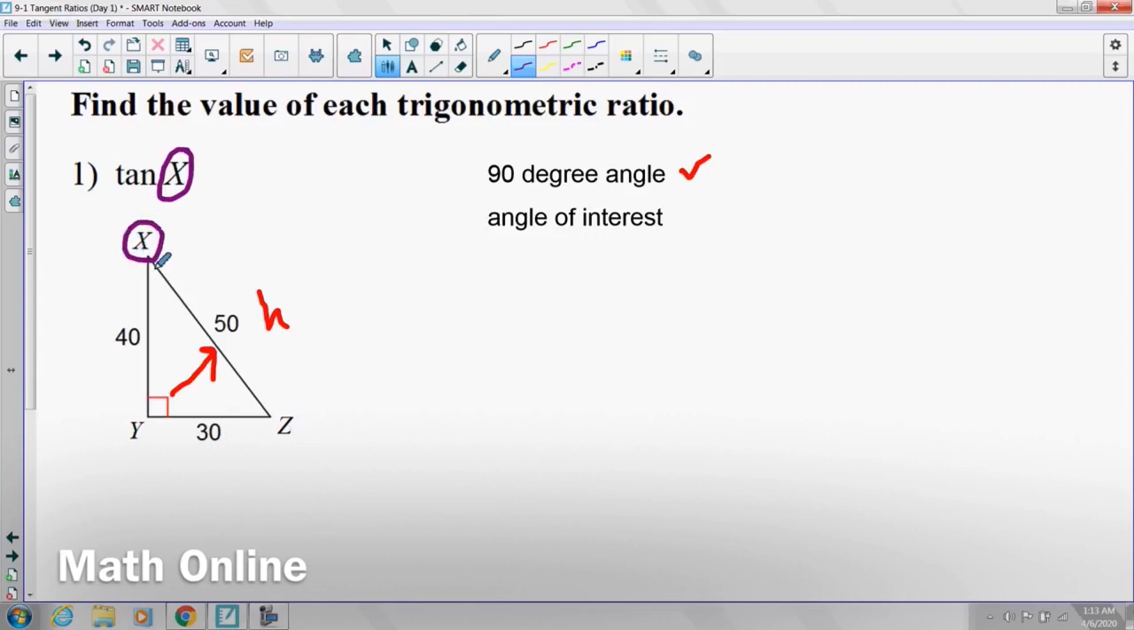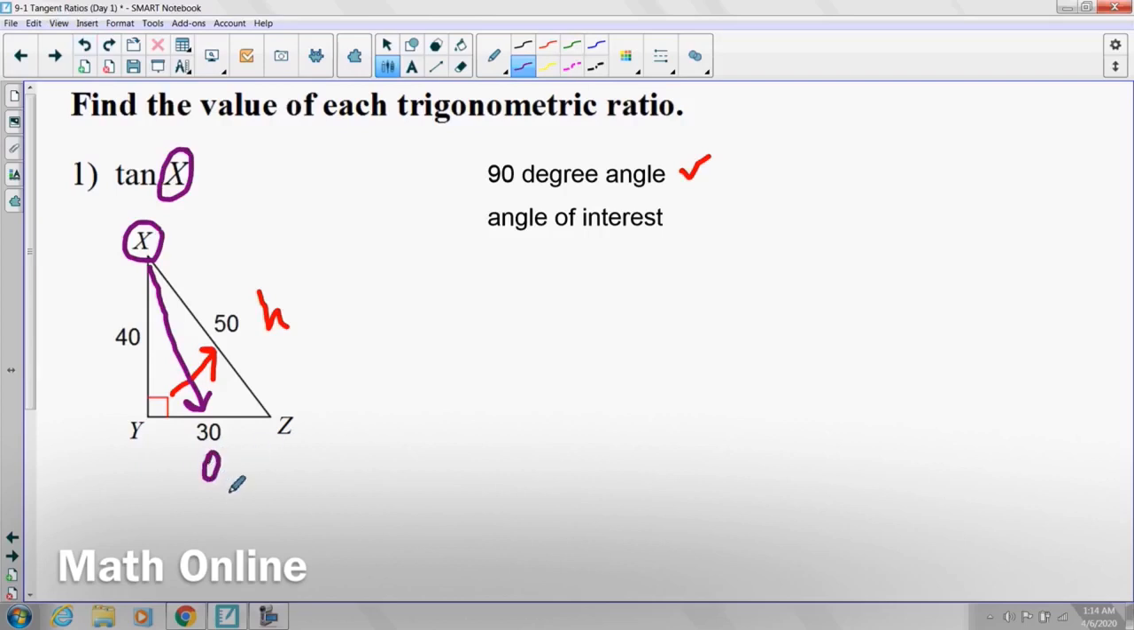So across the angle of interest, we will always find what side? What do we call that side? It starts with an O. Opposite. Great. Awesome. Whoops, that's a horrible O, guys. Well, let's redo that. All right, there it is. So that's the opposite side. That's what we call that.